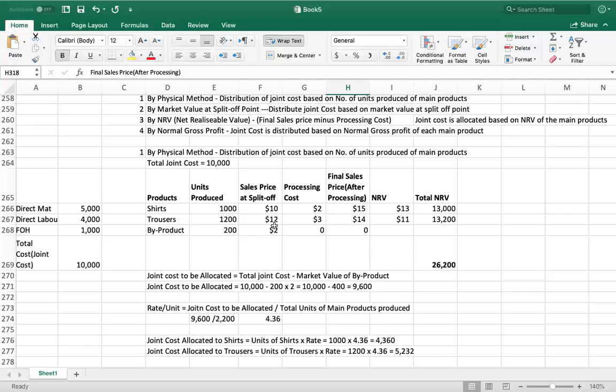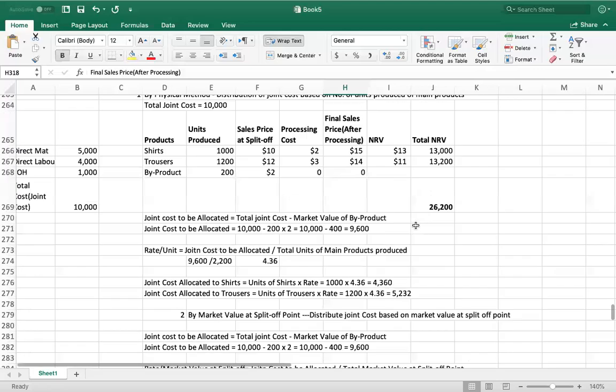We will see the benefit. For example, if we do not process shirt, how much price will we get? 10. If we process, how much price will we get? 15. How much additional price will we get? 5. And additional cost is how much? 2. So additional benefit is how much? 3. Very good. So we have an additional benefit of 3.